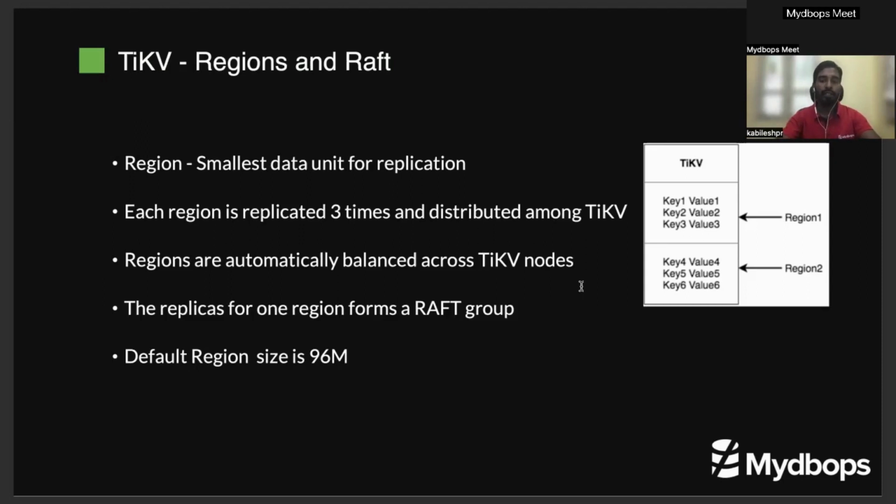Okay, and the default size of the region is 96 MB, which is immutable. You cannot change the region size. Whenever the region size exceeds 96 MB, a region split happens. And when the region comes below about 20 MB, a region merge happens. Okay, this is how the data is being managed within TiKV.